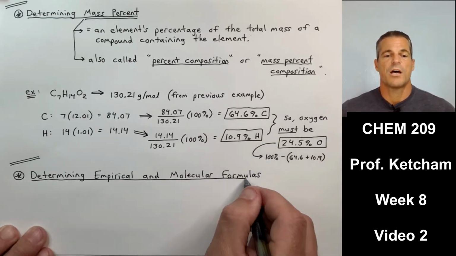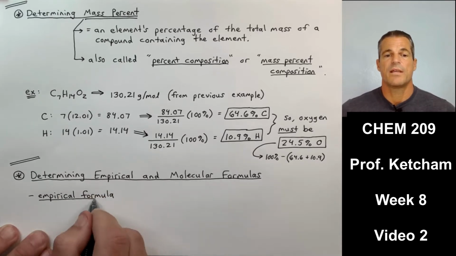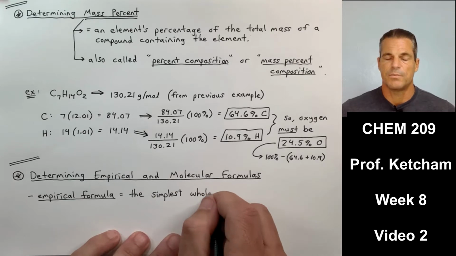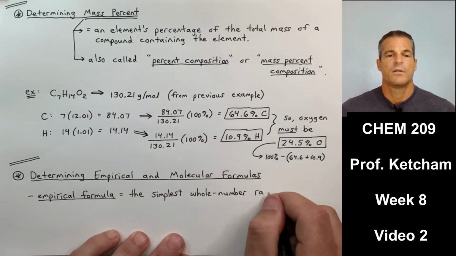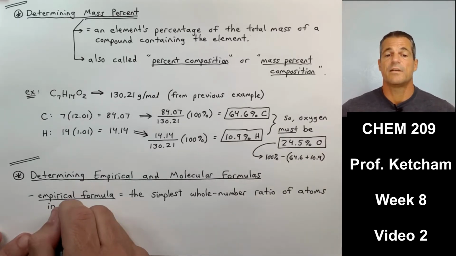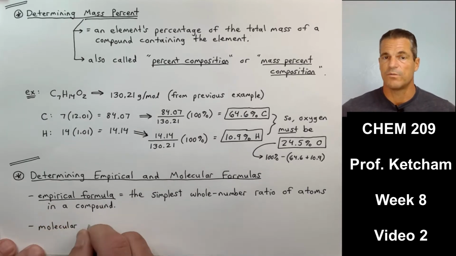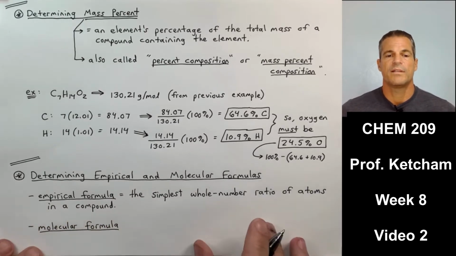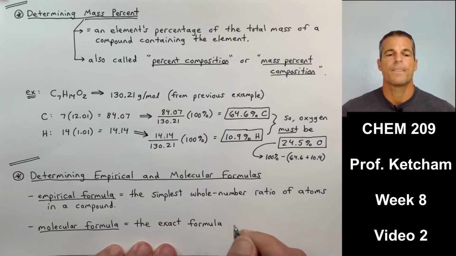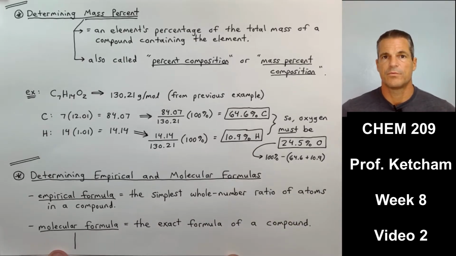Now, the largest topic for today, it's going to take up the rest of this video, is determining empirical and molecular formulas. Now, there's a process to this, and it's very simple if you follow the process. Empirical formula is the simplest whole number ratio of atoms. Okay, it's not necessarily the actual formula. So empirical formula is the simplest whole number ratio of atoms in a compound. Molecular formula is the exact formula of a compound. That's what you would see written.